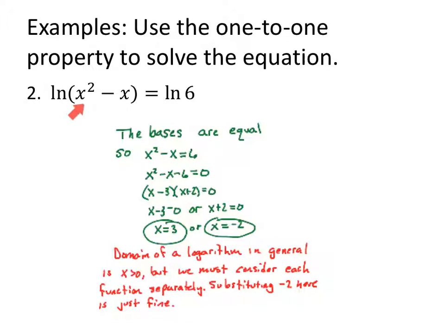If I put negative 2 in here for x, negative 2 squared is 4. 4 minus a negative 2 makes 6. So the total argument of the function is still positive. So an x value of negative 2 does not make the inside, the argument, of the logarithm negative. So it's just fine for an answer.